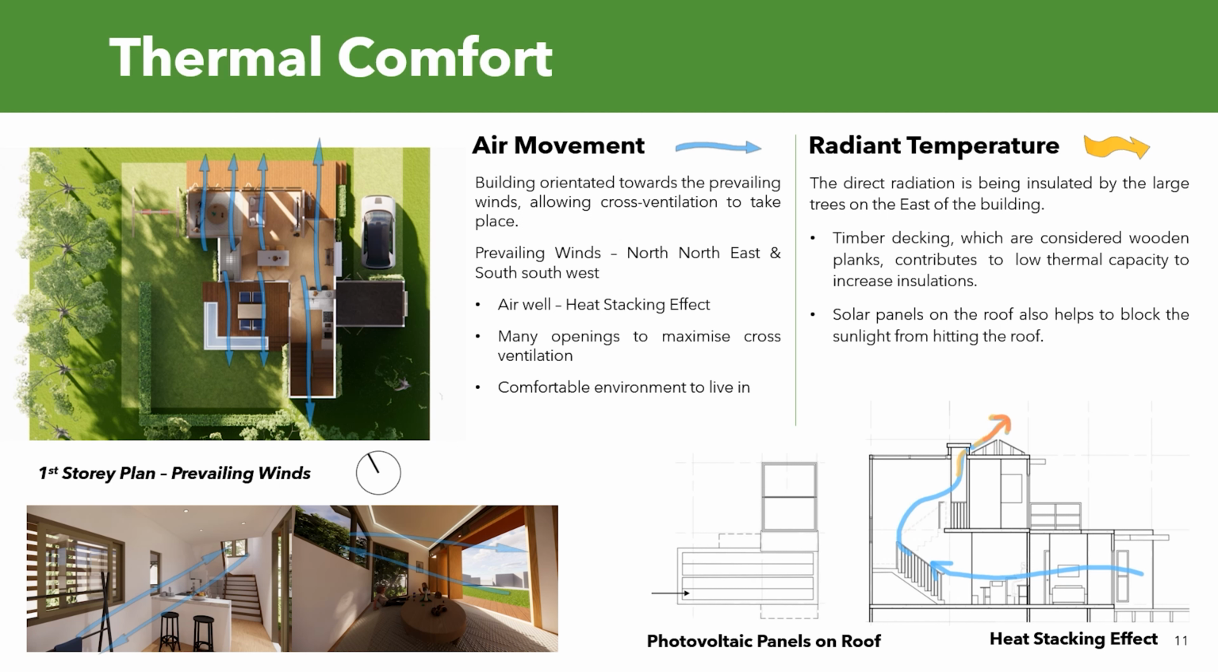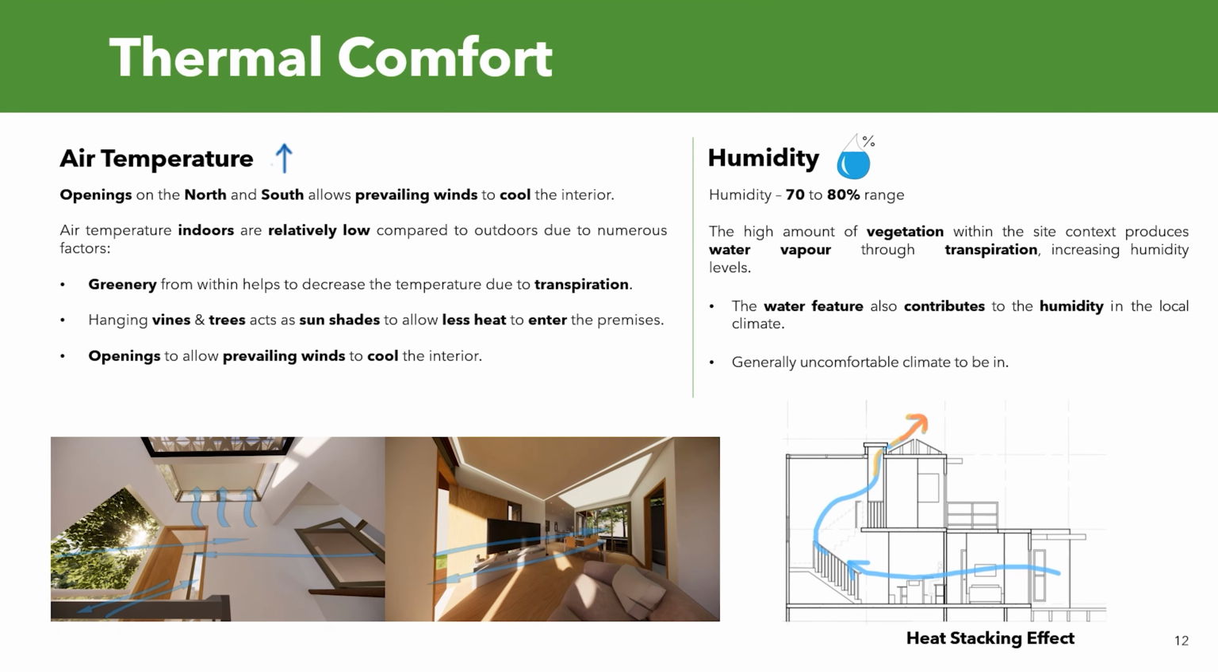So you are able to see that the air well, which is located at the staircase core, has a heat stacking effect. The large full height windows or glass doors allow for cross ventilation to take place from the north to the south of the building, and that makes a very comfortable environment for the users to live in. And on the east, there are large trees which would help to insulate the building. The openings on the north and south allow for prevailing winds to cool the interior.